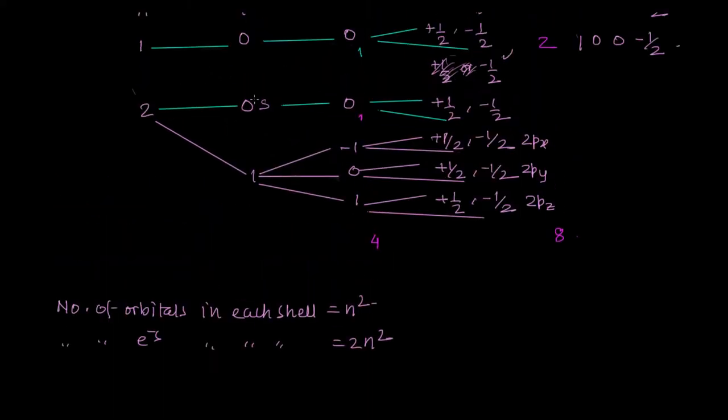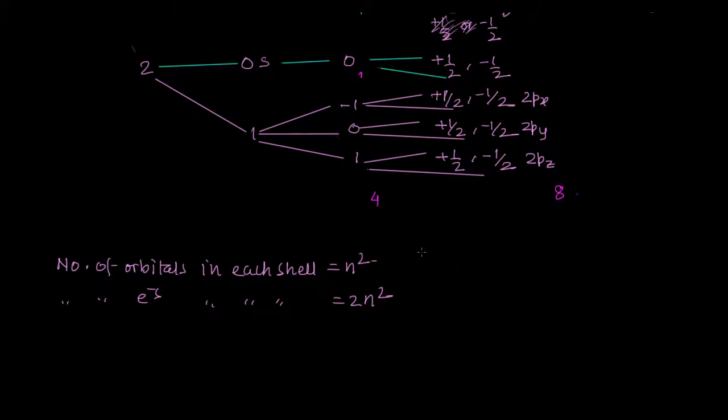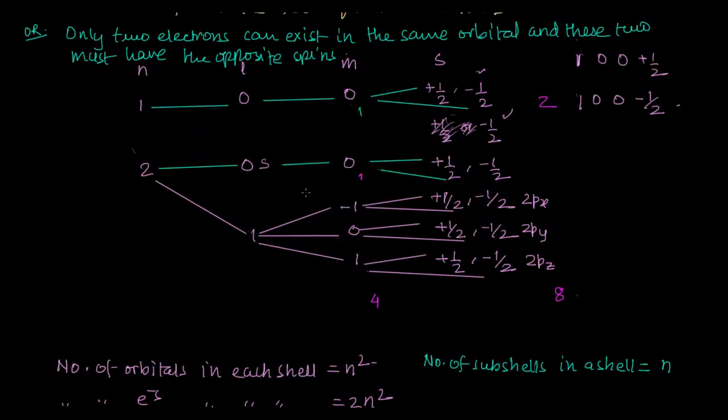Can you tell me the number of subshells in a given shell? How many subshells are there in a shell? It is equal to N. What is the subshell? Subshell is the values of L. So how many of them are there?